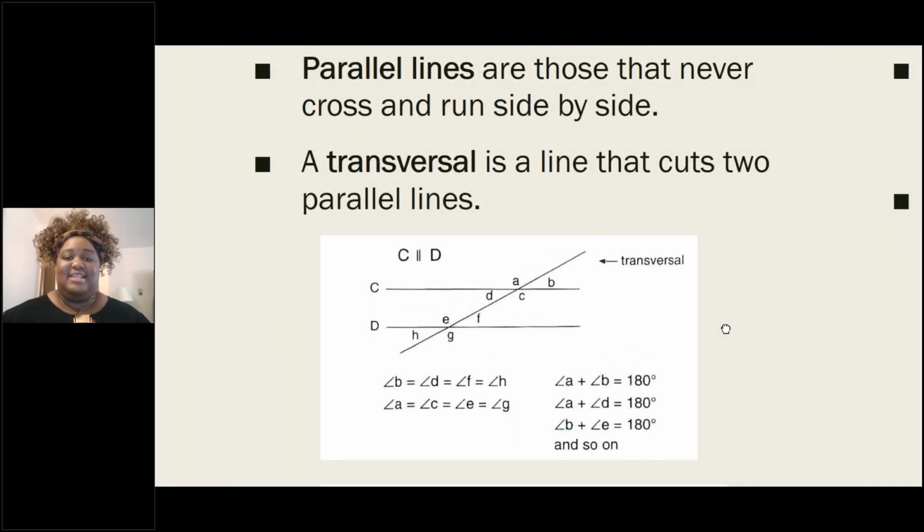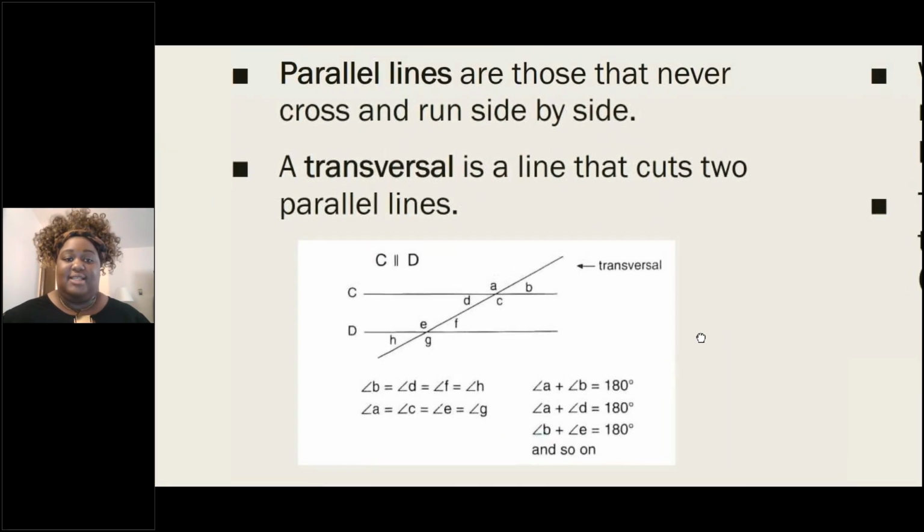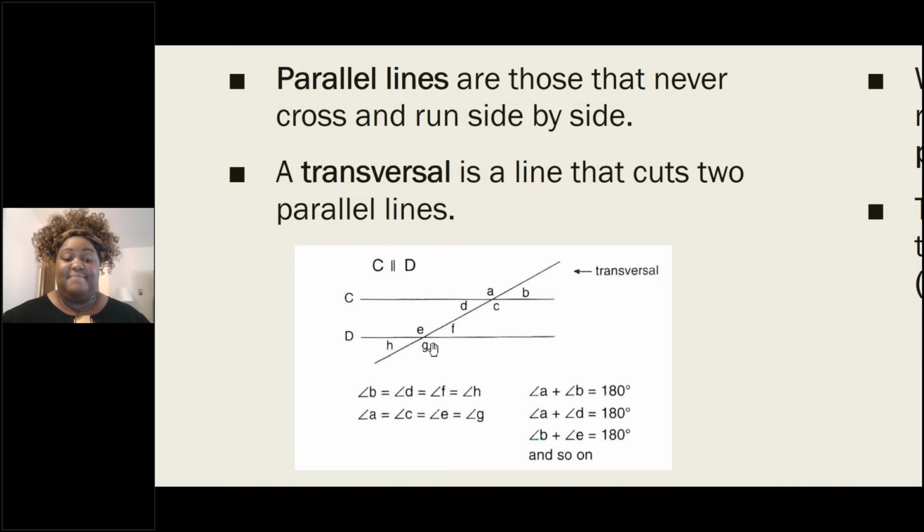So parallel lines are those that never cross and they run side by side. In this case, line C, which goes across here, and line D, which goes across here, they're parallel. They're running side by side, but they'll never cross. And this symbol here, which actually looks like two parallel lines, that's the symbol for parallel lines. Whenever you see this, that lets you know that line C is parallel to line D. So that's another symbol to remember.